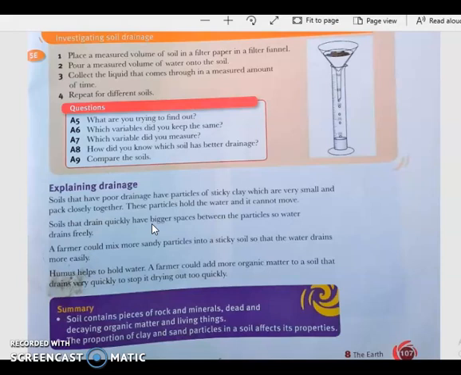So that's the reason sand soil has large particles and large spaces between them. So what happens? The water will drain very quickly. So a farmer could mix more sand particles into a sticky soil so that the water drains more easily.